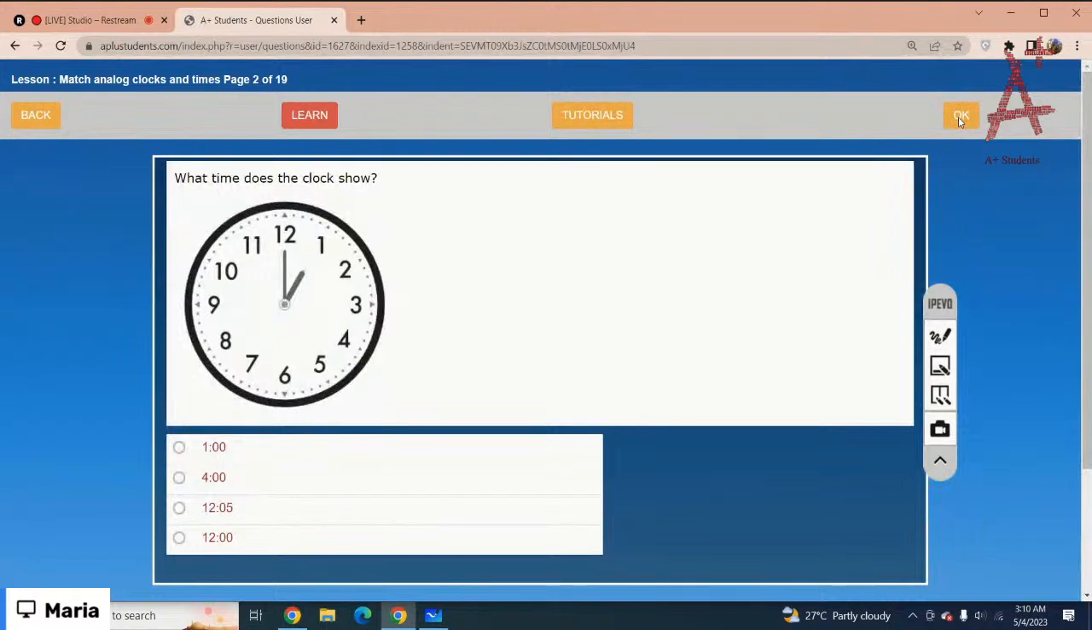What time does the clock show? So just look at the smaller hand. Yes, the smaller hand points to 1 and the larger one points to 0. So it would be 1. Very good. The correct option is 1.